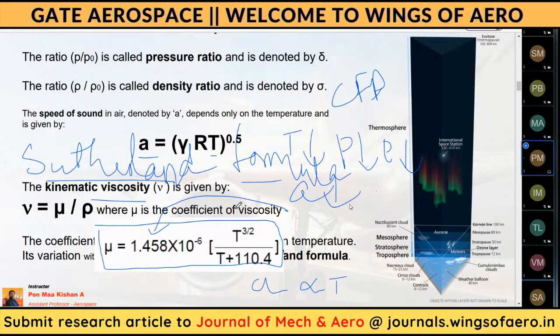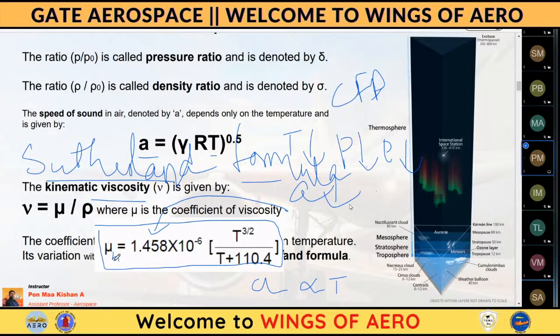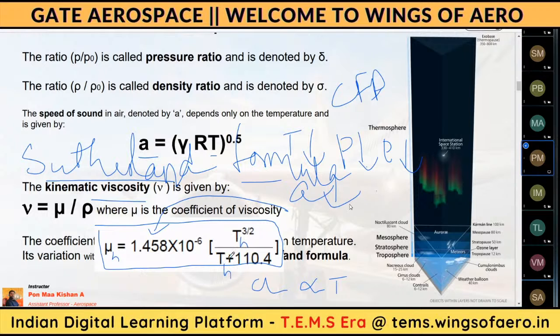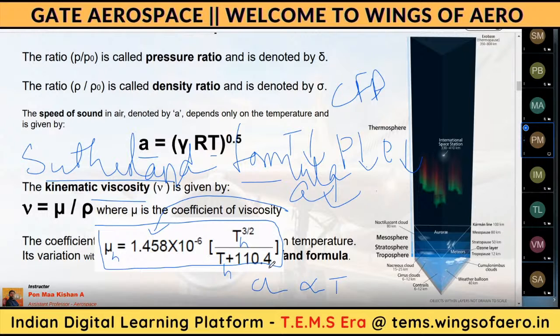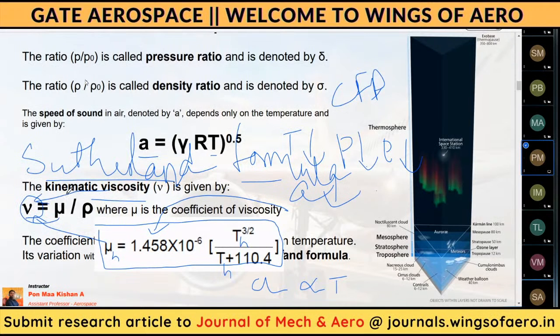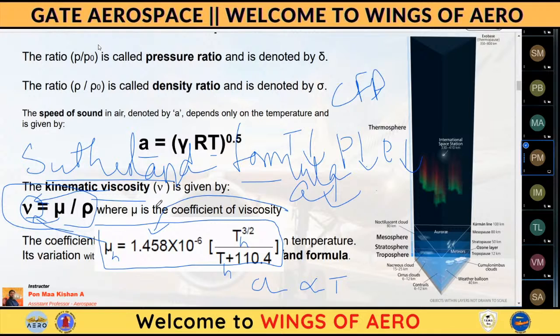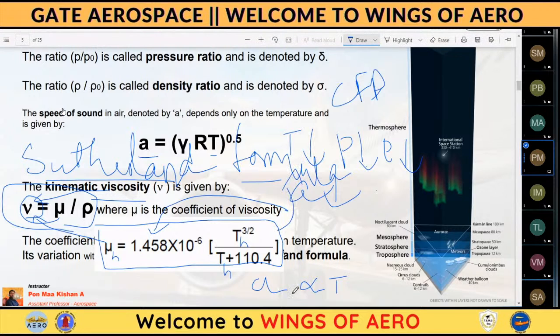The Sutherland formula. To calculate the coefficient of viscosity mu h at any altitude, the corresponding temperature needs to be determined, and using this formula we can calculate the coefficient of viscosity. From that the kinematic viscosity can be determined. So mu by rho, we very well know kinematic viscosity and coefficient of viscosity, but this Sutherland formula might be new for you, right?